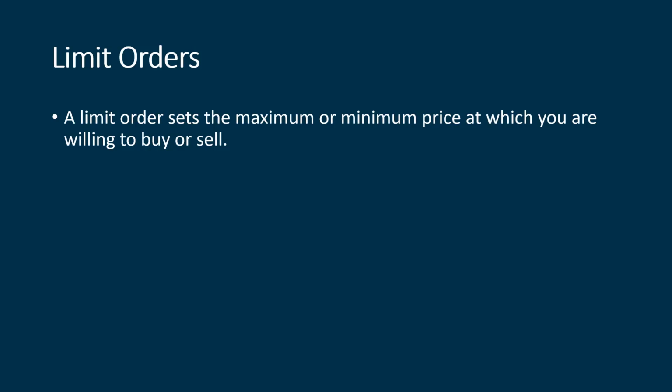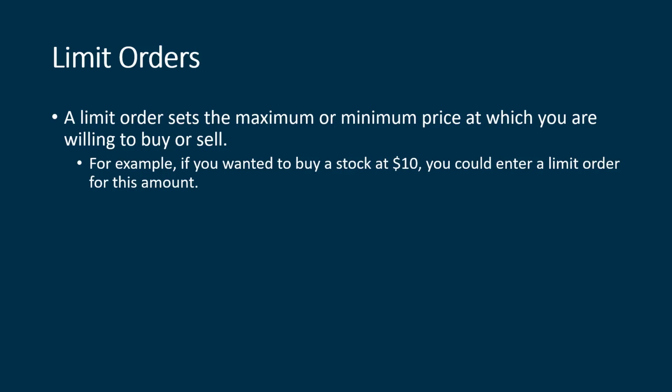So you can set these limits up. And usually it's pretty easy to do. You can either say that to your broker or set it up on your software that you use. For example, if you wanted to buy a stock at 10, you could enter a limit order at $10.